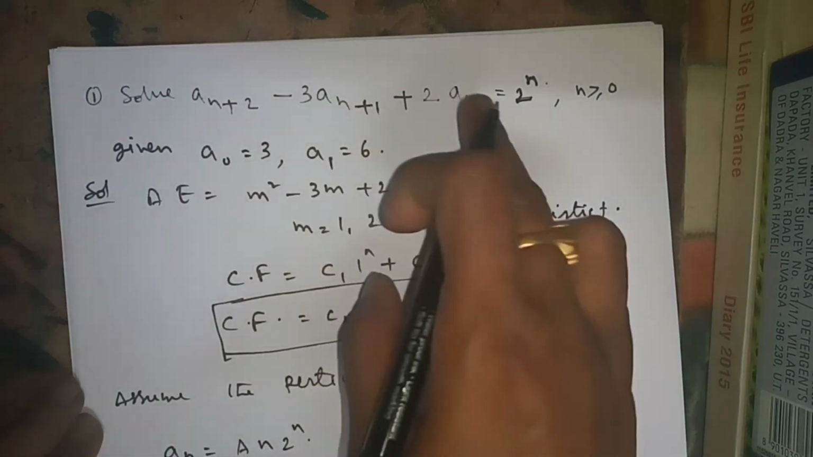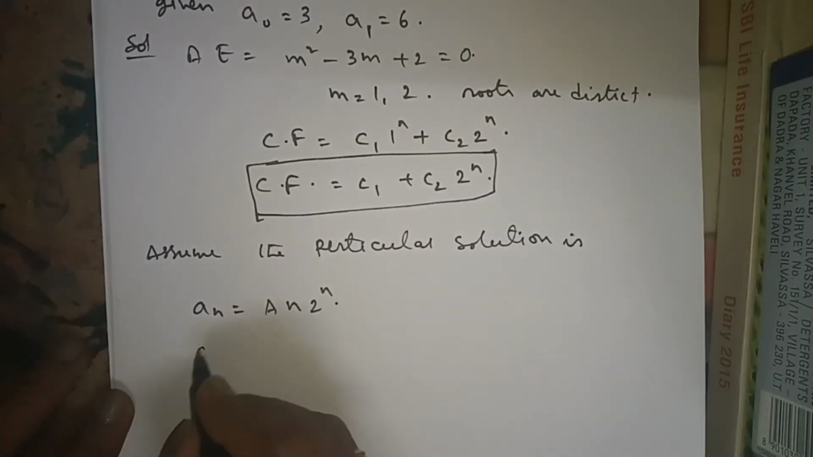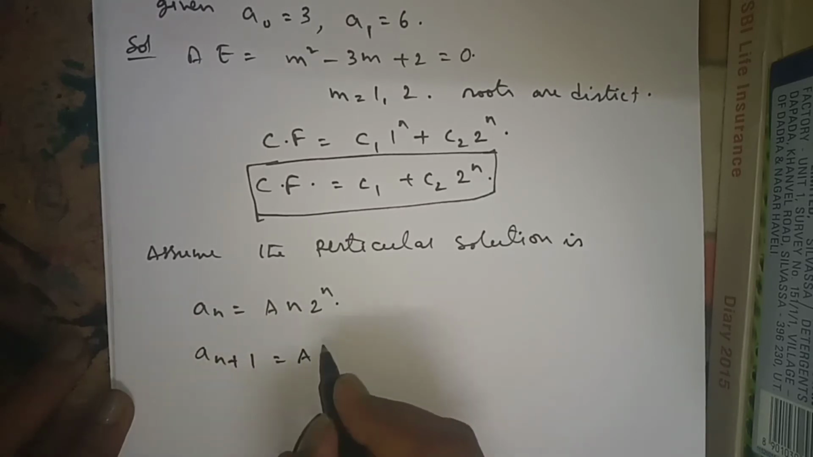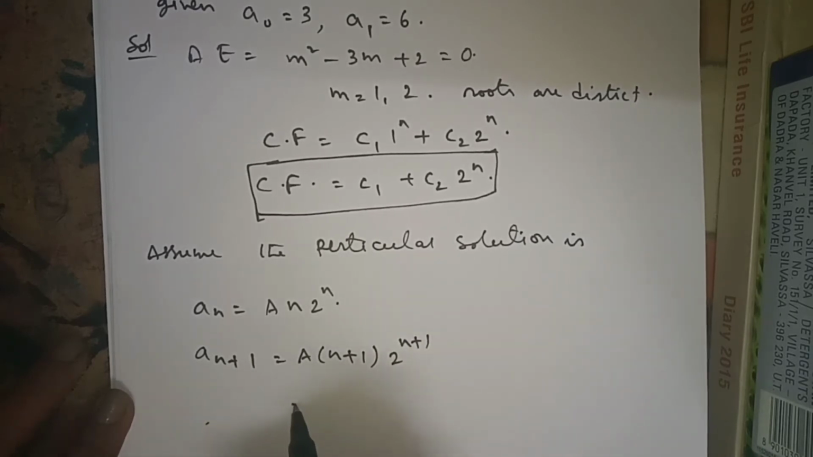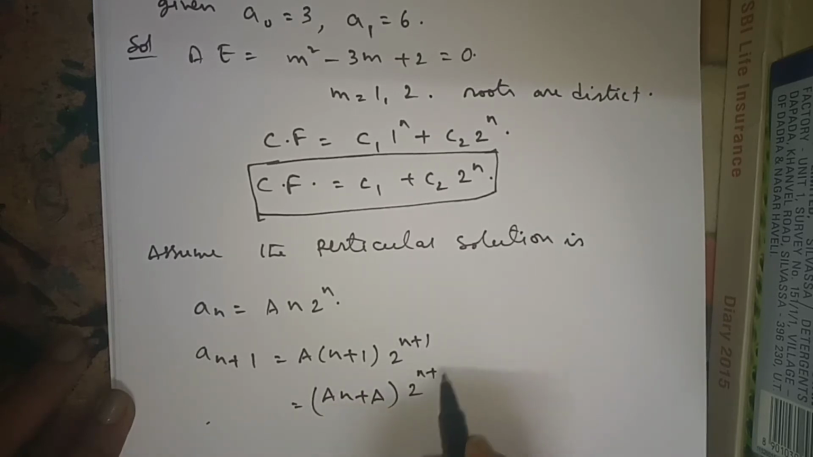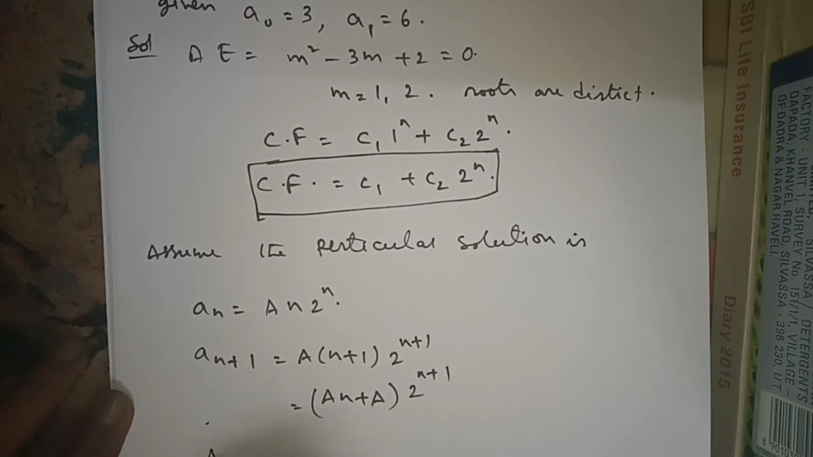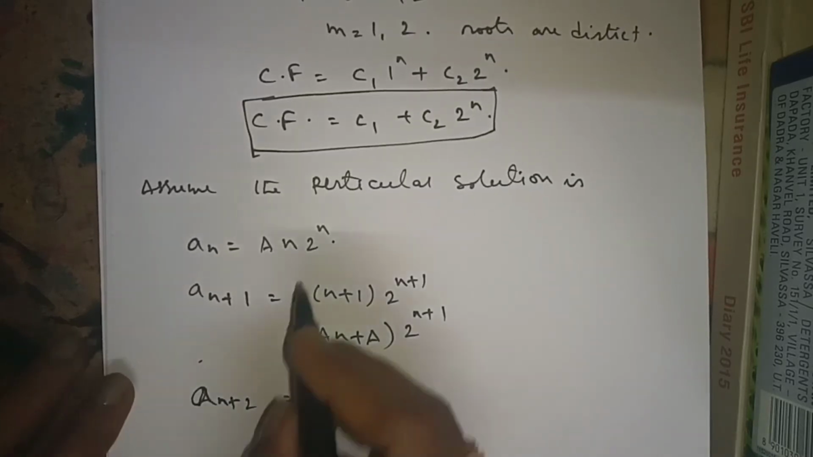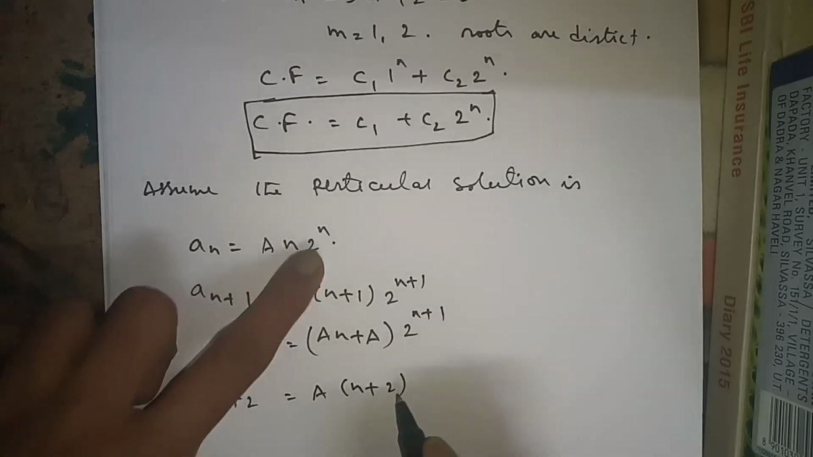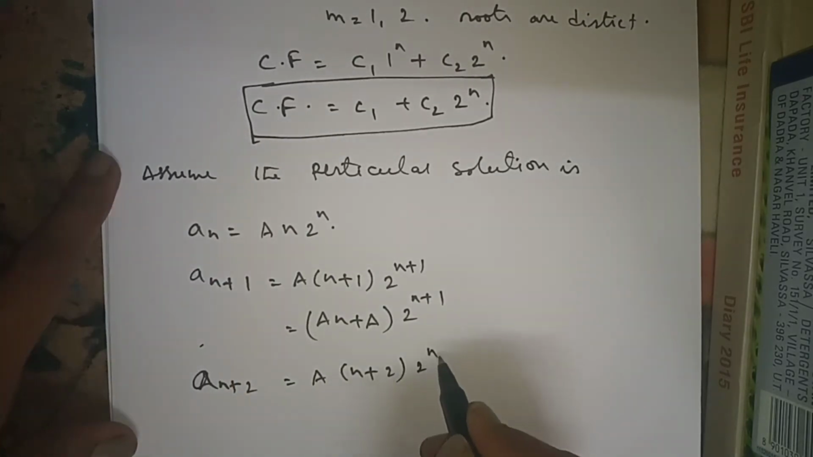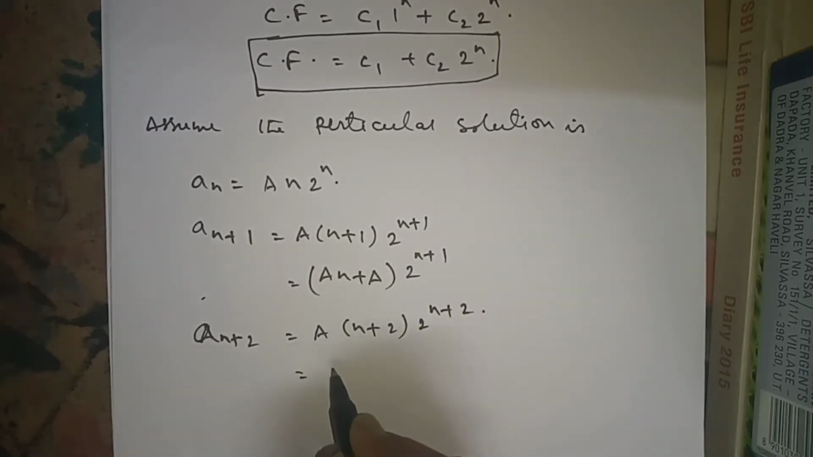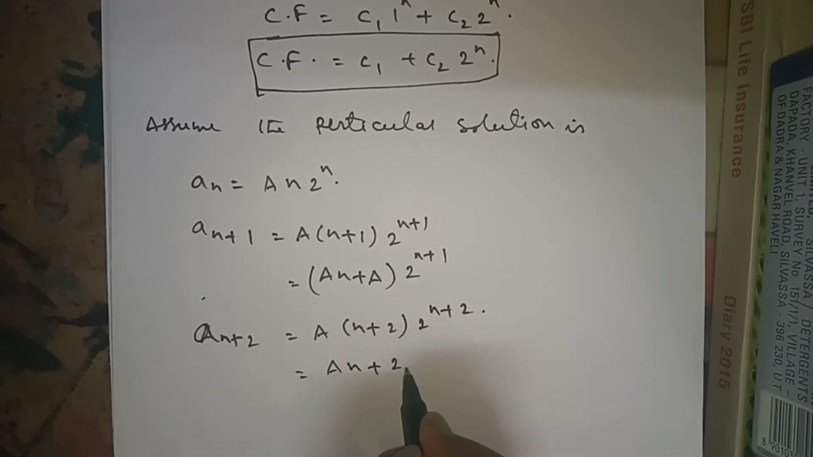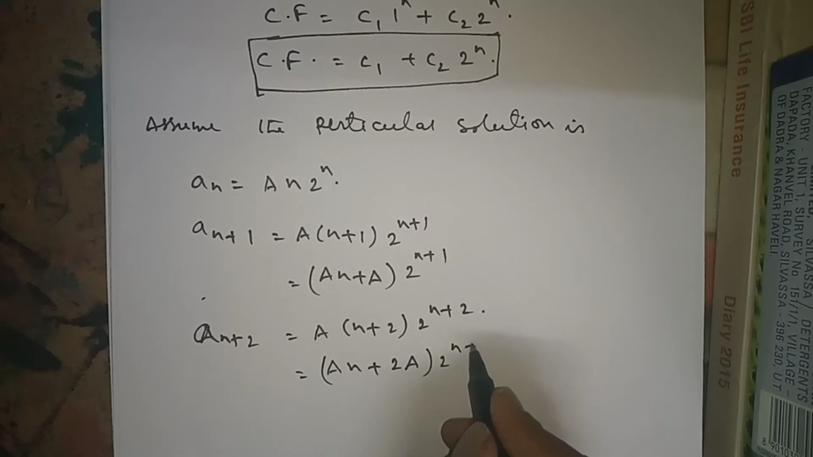Now, in our given problem, a(n+2), a(n+1), a(n), three terms are there. For a(n+1), wherever n is there, in place of n you put n plus 1: that is equal to a into (n plus 1) into 2 to the power of n plus 1. Next, a(n+2): wherever n is there, substitute n plus 2, that is equal to a into (n plus 2) into 2 to the power of n plus 2.